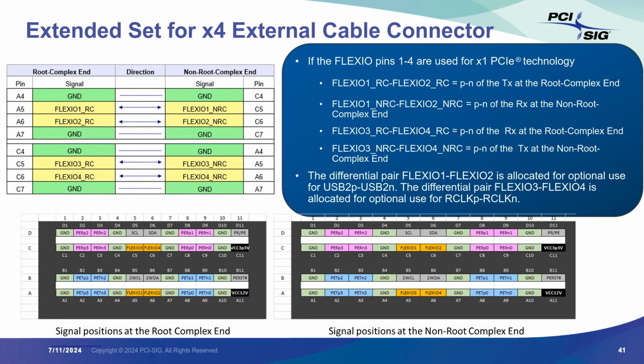This is additionally with the extended set, these are FlexIO definitions, going into a little bit more detail about how the P and N are mapped to the root complex side and the non-root complex side across the end of each of the cables. This again just assures that a differential pair could be used if you were going to do something like a USB or a ref clock. You're able to get the correct configuration regardless of the orientation that the cable is plugged into. So there's no directionality in the cable assembly itself.